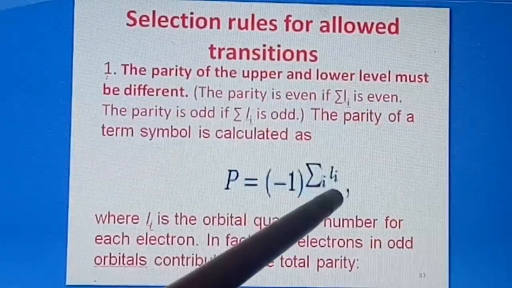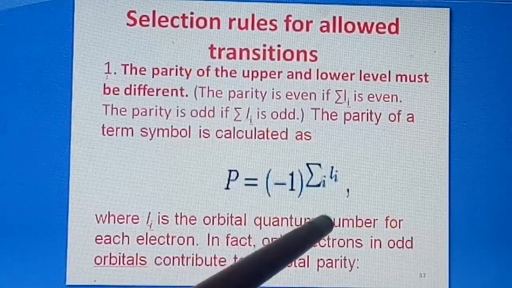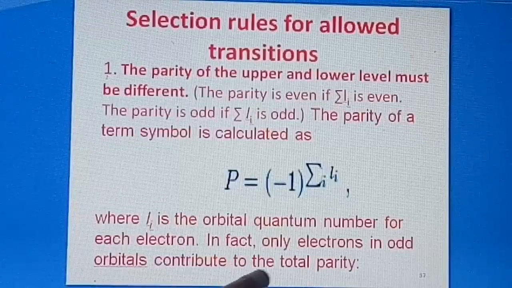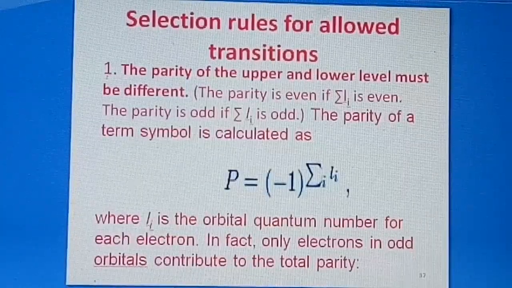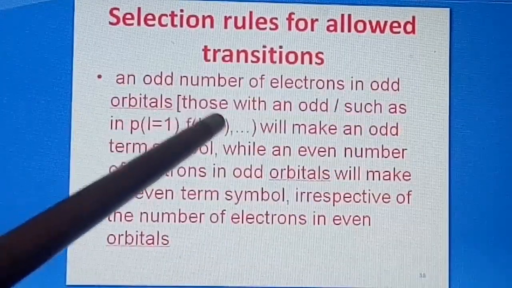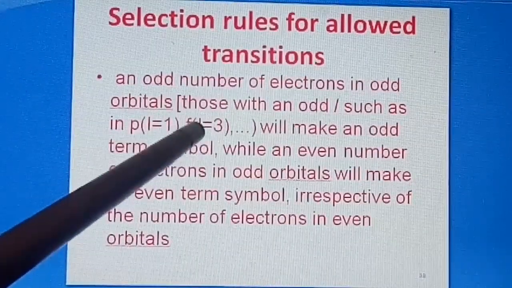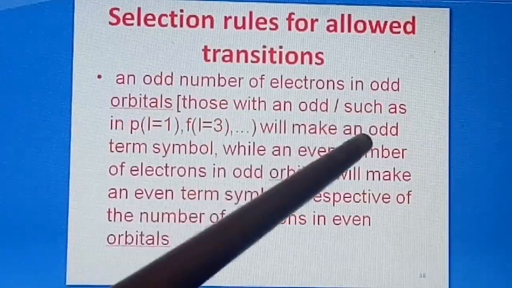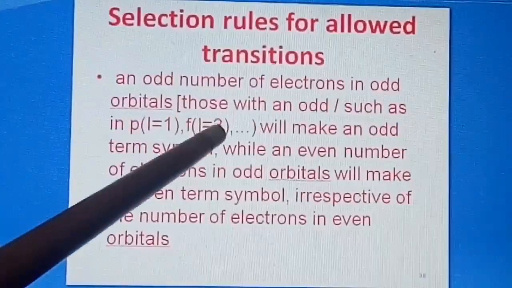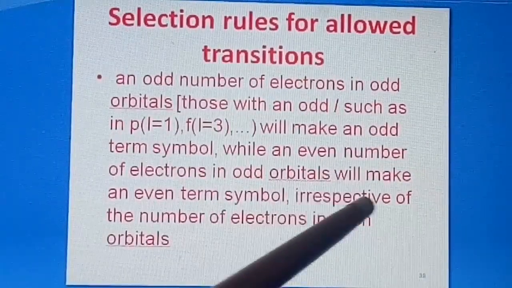So the summation of Li is the parity, where Li is the orbital quantum number for each electron. In fact, only electrons in odd orbitals contribute to the total parity. Now, an odd number of electrons in odd orbitals, those with odd L such as P, that is L is equal to 1, F for L is equal to 3, will make an odd term symbol. So if L is odd and the electrons are odd in number, then the parity will be odd, while an even number of electrons in odd orbitals will make it even.